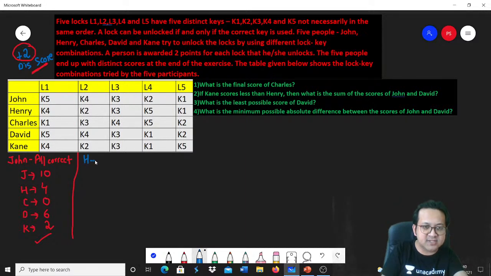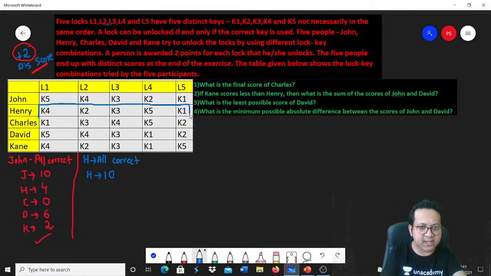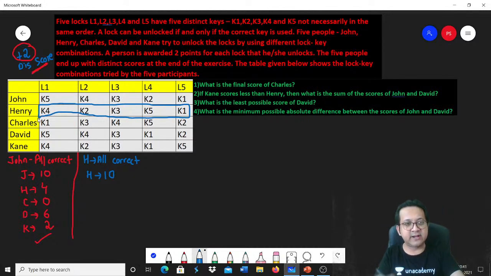Let's assume H is getting all correct. So if anyone gets all correct, he's getting 5 correct. It means H has scored 10 points. So remember, now you've assumed that H is all correct. Fine. Let's continue the case then.